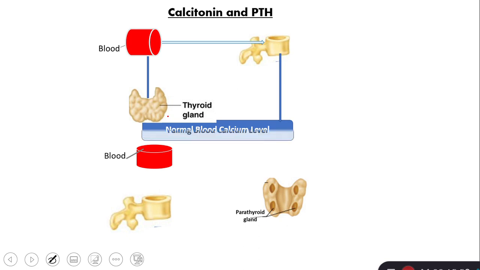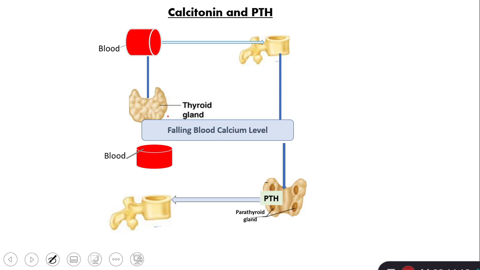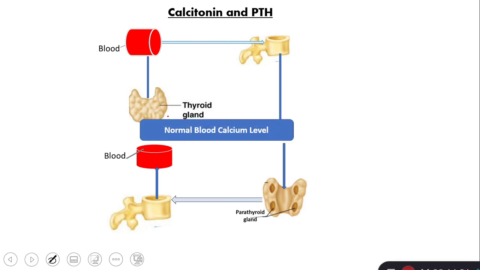On the other hand, if there is decrease in the blood calcium level, now the parathyroid glands are stimulated to release parathormone. The parathormone stimulates the bones to release calcium, and calcium goes to be released into the blood, into the circulation. So now calcium level increases to the normal level. So here we have the negative feedback by calcitonin, and parathormone controls the blood level of calcium.